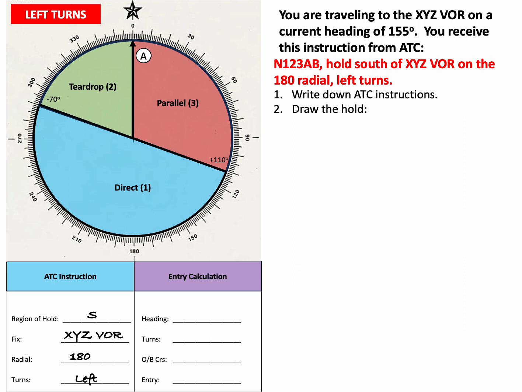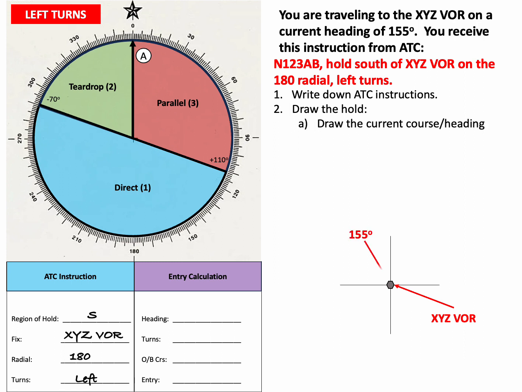The next step is to diagram the hold, and in this case, the XYZ VOR. Draw and label the XYZ VOR. Next, draw the current course or heading to the VOR, 155 degrees. Now, draw the radial from the VOR. Again, remember that radials run from the VOR.